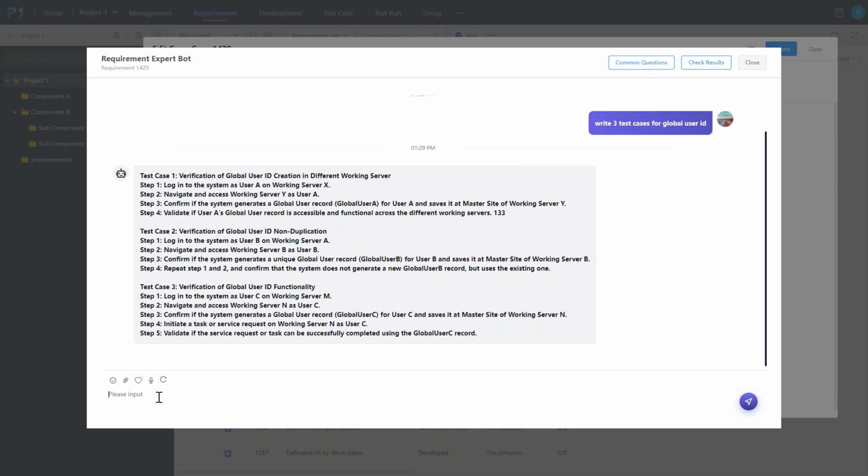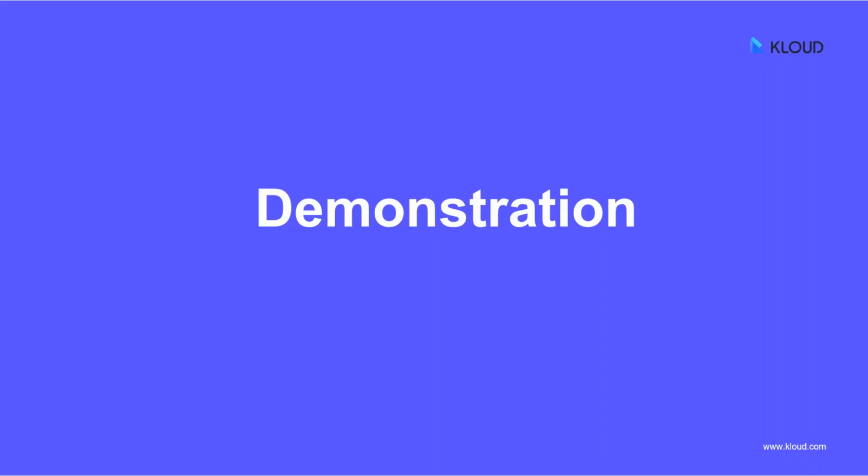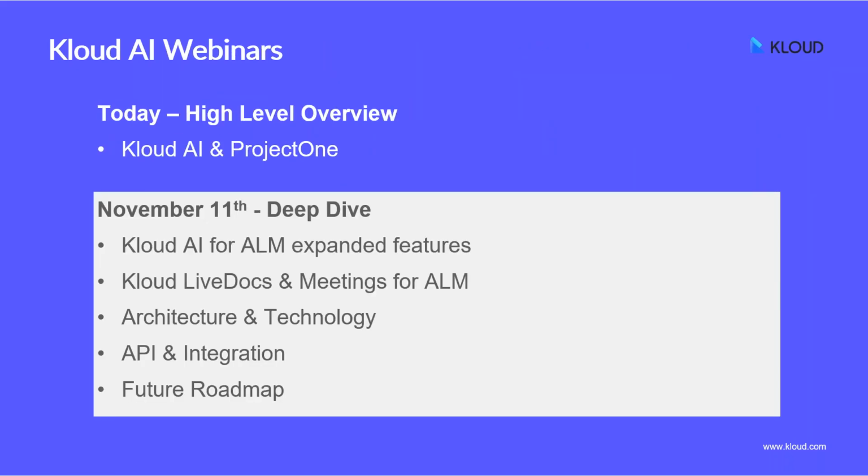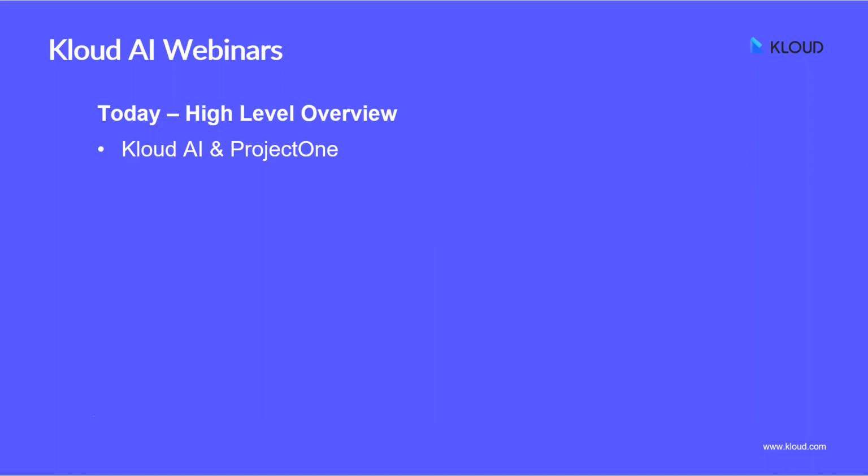So despite my audio issues, I have hit the bottom of the hour on time. And I do want to go back and just remind you that we will be having another webinar in 2 weeks, which will be a deep dive. We'll talk about more of the ALM features. In addition to just the AI, we'll dive into live docs and meetings. We'll talk more about how we've done this, the architecture, technology, and also the API, how this can be integrated into your own systems if need be, and some future roadmap items as well.